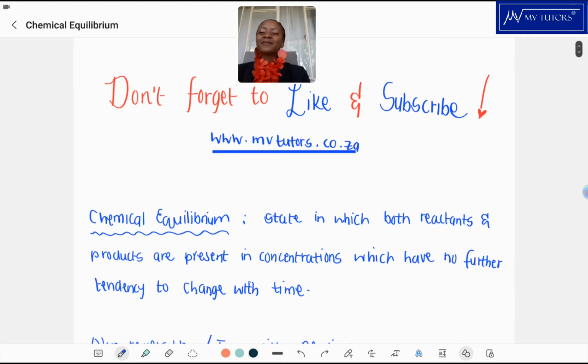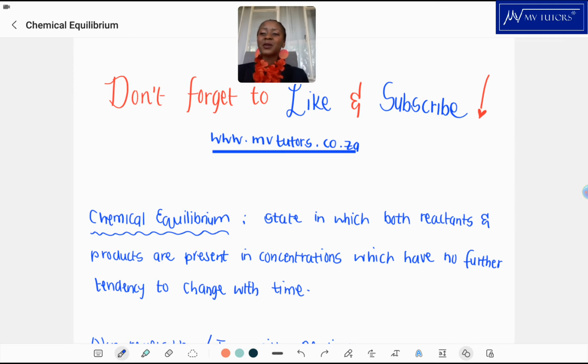Alright, so if they were to ask you what chemical equilibrium is, what would you say? It is defined basically as the state at which both the reactants and the products are present in concentrations which have no further tendency to change with time. That is what we call equilibrium. So you have your reactants, you have your products, and they have their concentrations that will not be changing.